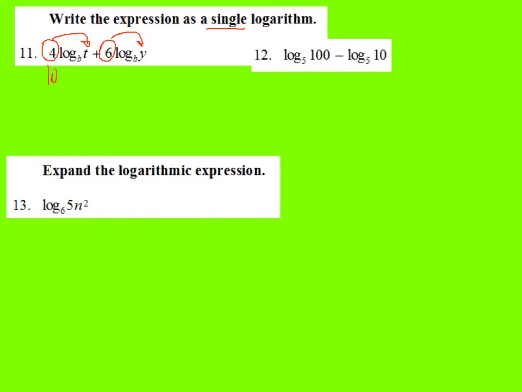So we really have log base b of t to the 4th plus log base b of y to the 6th. Now we can combine it some more and make it a single logarithm by noticing that there's a plus sign here. We have the same base, which is log base b, so we're going to keep that, log base b, and the plus sign tells us we're multiplying. So we're multiplying t to the 4th times y to the 6th. And now we have a single log, and this is our answer.